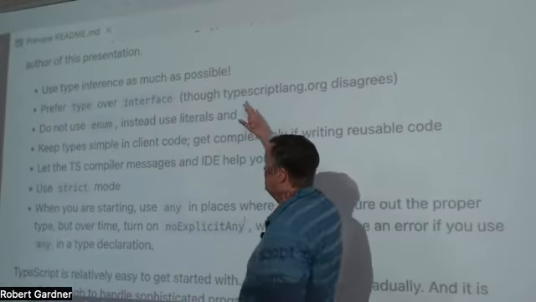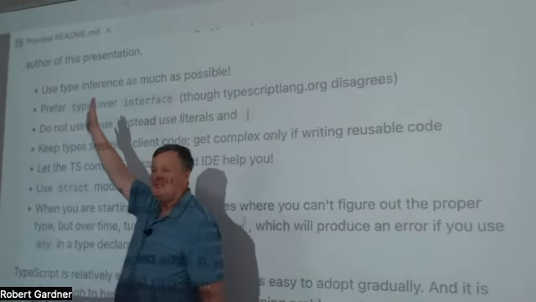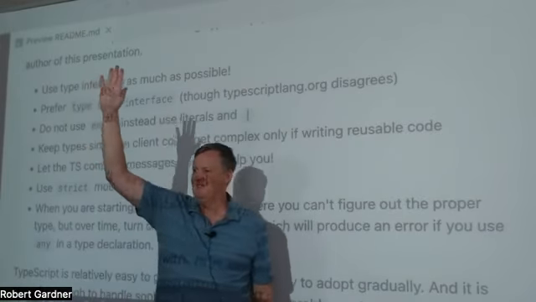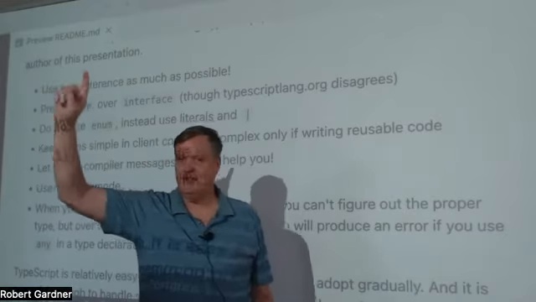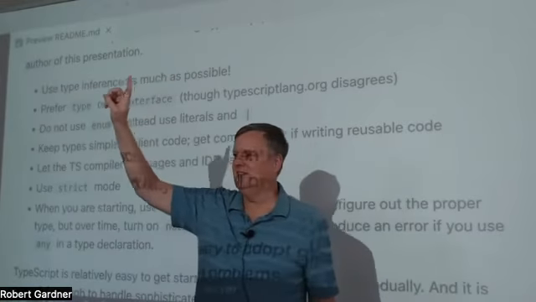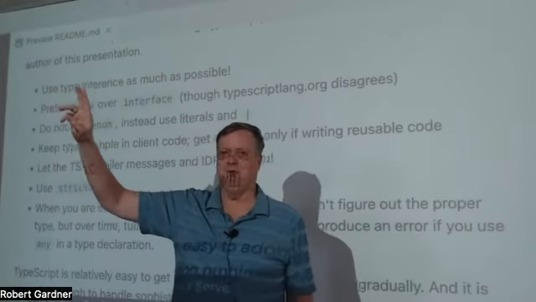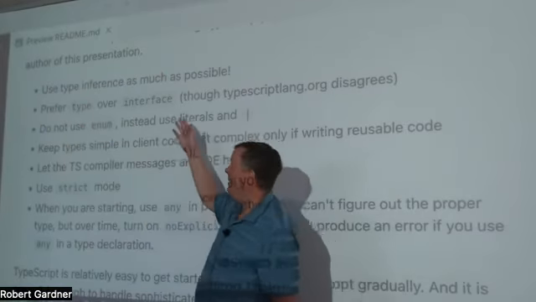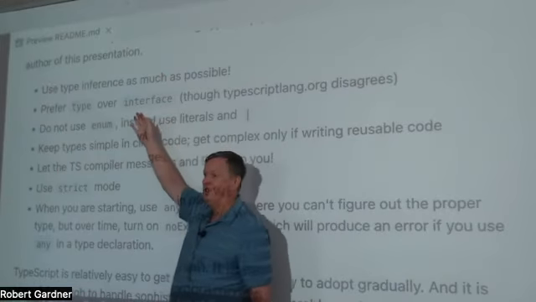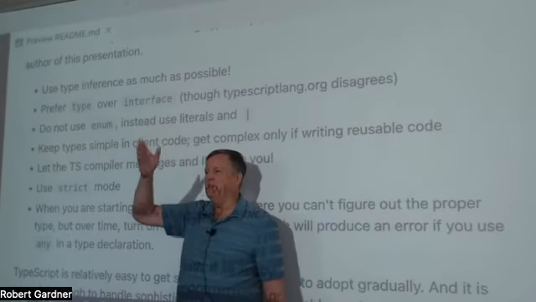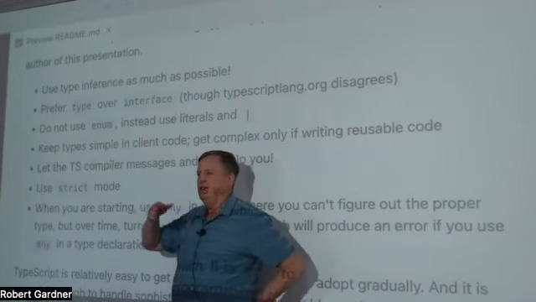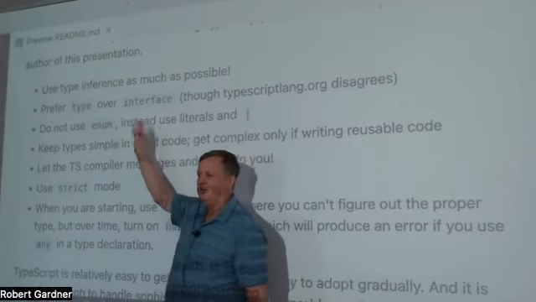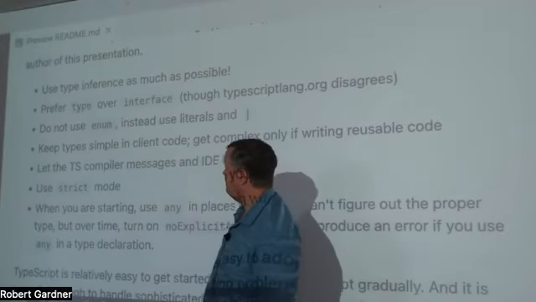Use type inference as much as possible. What's type inference? Do you remember what that meant? That's when the compiler figures out the types for you. It infers the types from the code. So don't declare your types everywhere, because it just makes your code harder to read. And just let the compiler figure it out as much as you can. All right.